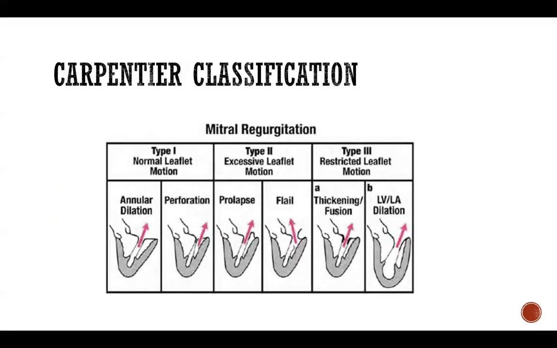One of the classifications is the Carpenter classification. This was actually made by a cardiac surgeon, and it mainly addressed mitral regurgitation according to leaflet motion. So it had type 1, type 2, and type 3. In type 1, we have normal leaflet motion, such as cases of annular dilatation or perforation. In type 2, we have excessive leaflet motion like prolapse or flail. And type 3 is restricted leaflet motion, as in rheumatic heart disease or calcification.